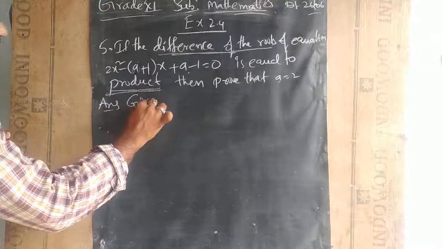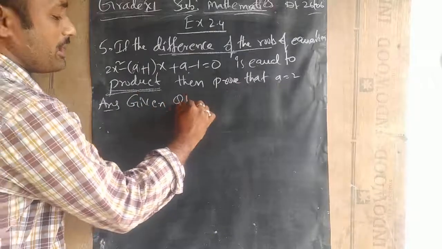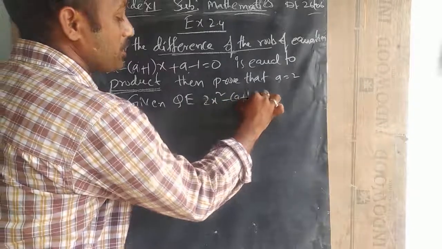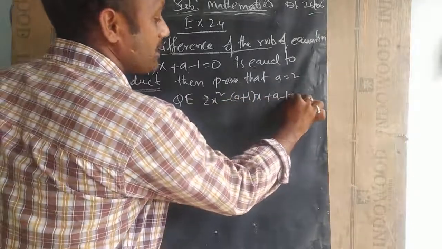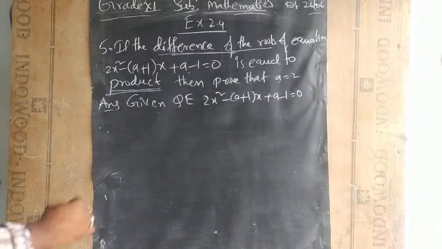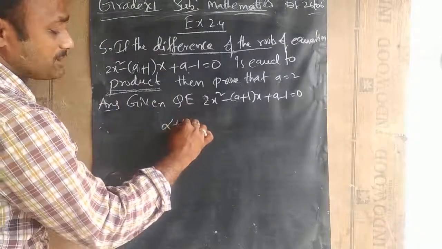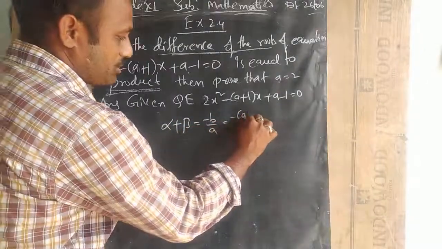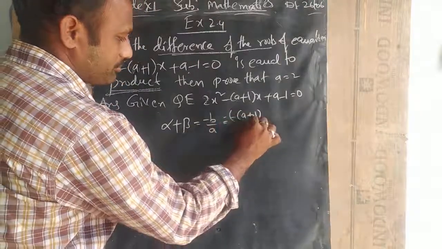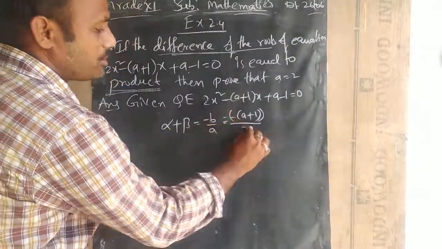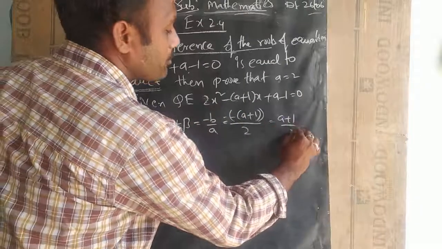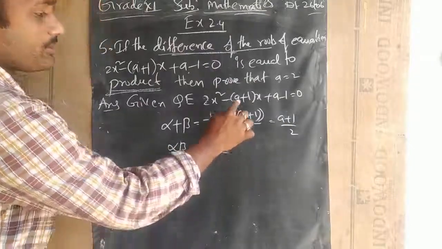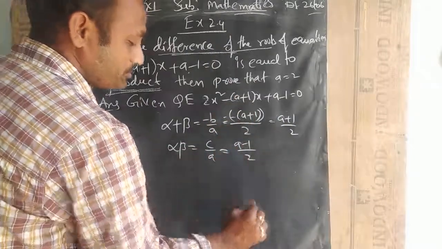First, the given equation. What is the given quadratic equation here? 2x² − (a + 1)x + a − 1 = 0. So first, what is alpha plus beta? Minus b by a, which is minus of (a + 1) by the a value. The a value is 2, so it is (a + 1) by 2. This is the alpha plus beta value. So alpha into beta is c by a, so the c value is (a − 1) by 2.